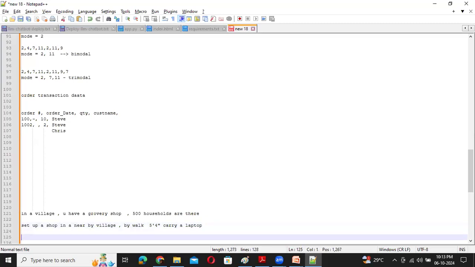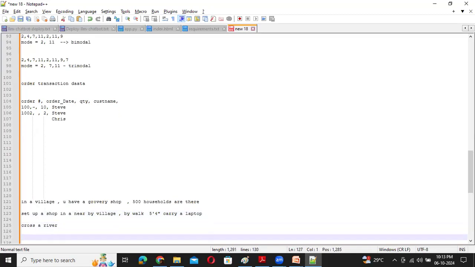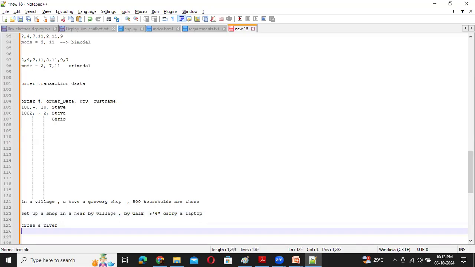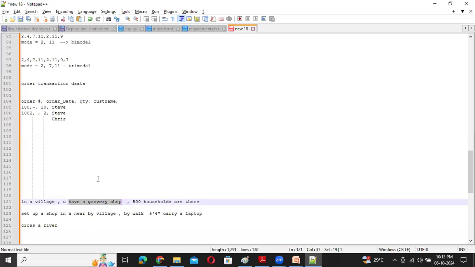To go to the nearby village, they have to cross a river. So to cross a river, what happens? People are just standing. The shop owner calls one passerby, one guy who is going that side. Hey guy, can you tell me what is the average depth of the river?